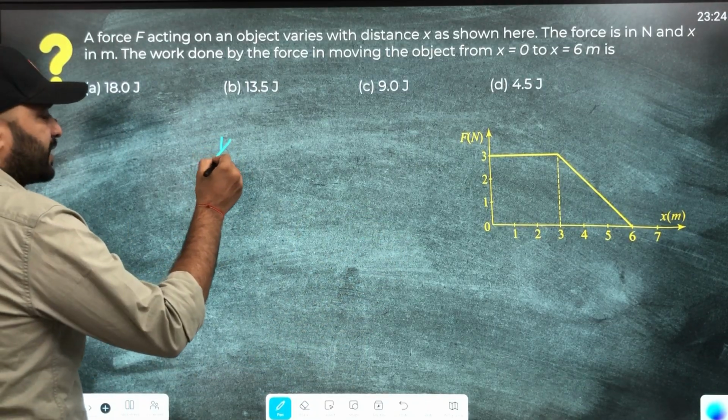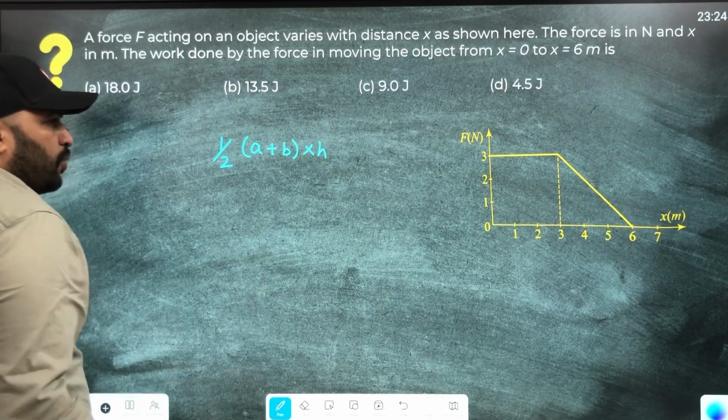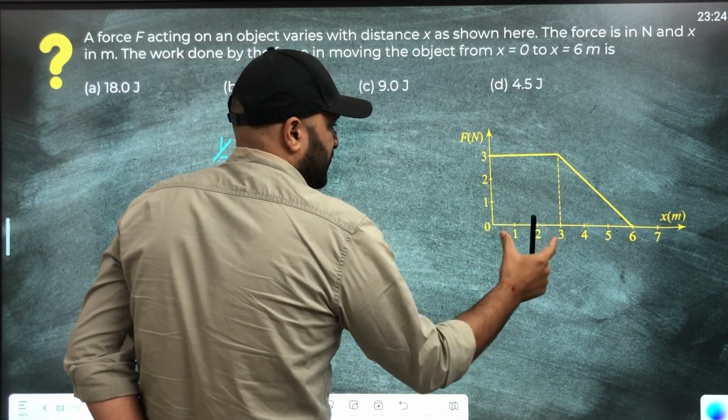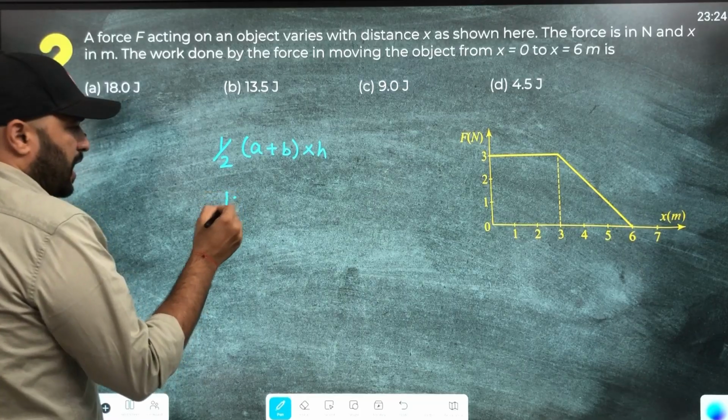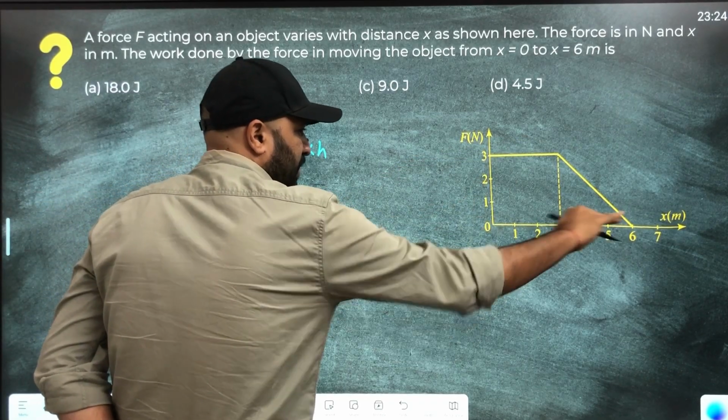In case you don't know, it's half the sum of parallel sides into height. Now what is the first parallel side? This one. So what is this length? 3. So this will be half into 3 plus. What is the second parallel side? This one is the second parallel side.